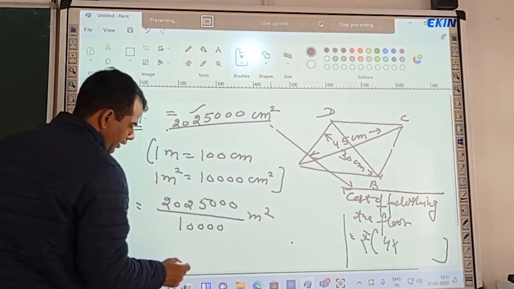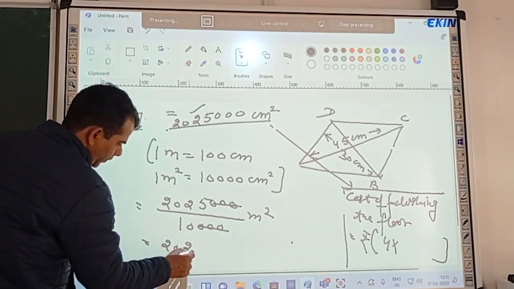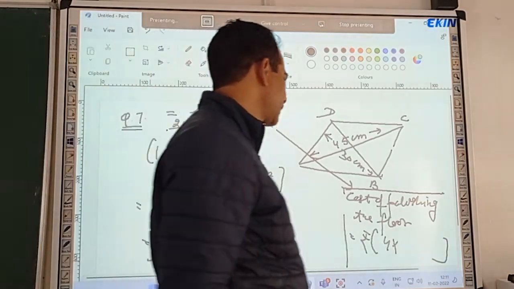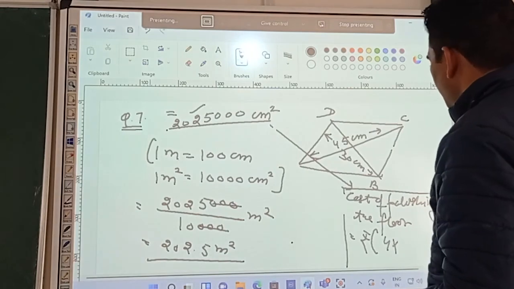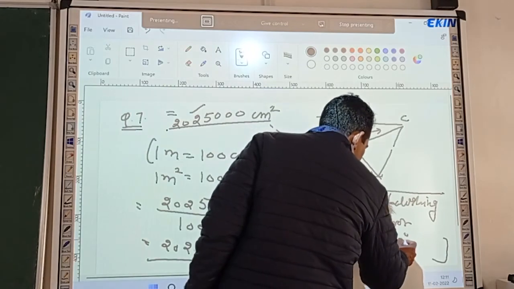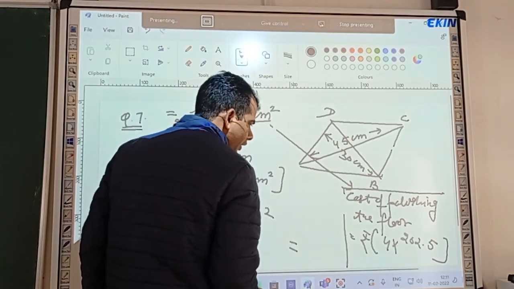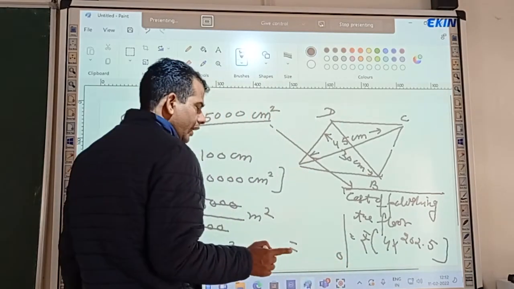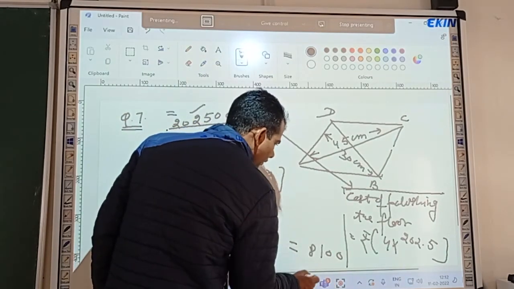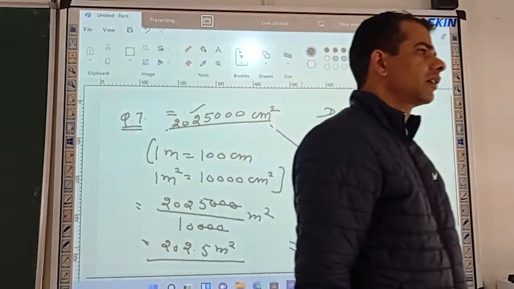Centimeter square cancels out. It becomes 202.5 meter square. Now the cost of polishing the floor: multiply it by 4. 4 5s are 20, 2 carry. 4 2s are 8, 8 or 2 is 10. And 4 2s are 8. Rupees 810.